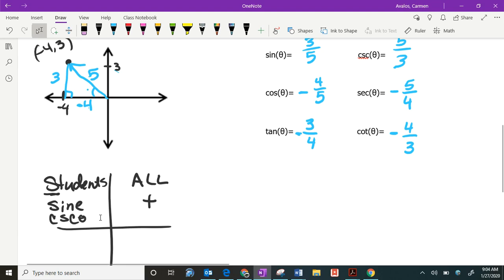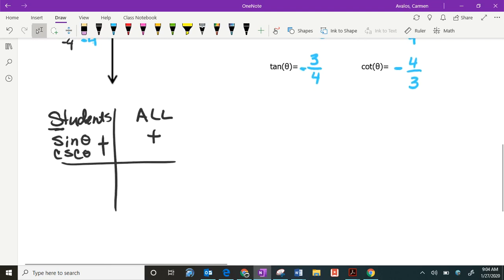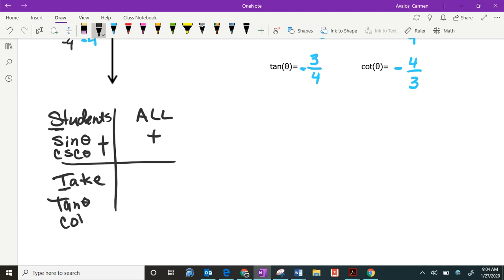the sine of that angle and the cosecant are going to be positive, because that makes sense, since the y values are positive. And then here is going to be Take, and that's going to be the T. And then this one here, we know that tangent and the cotangent, therefore, are going to be positive.